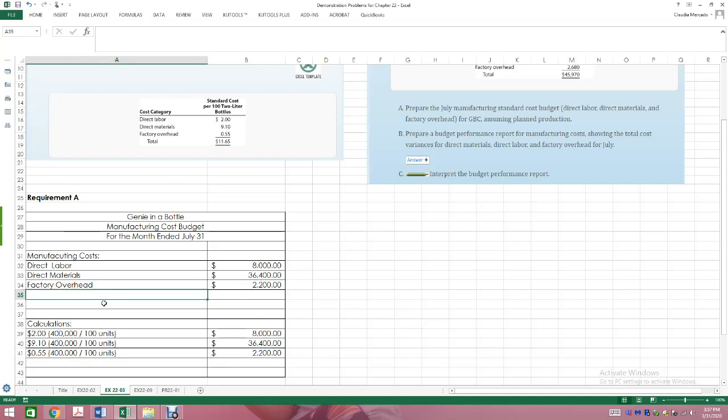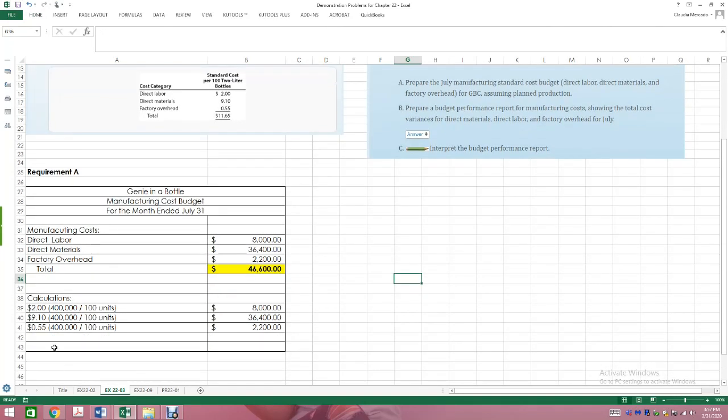So now I can figure out my total cost. Your total is going to be the sum of your labor, materials, and overhead. That's $46,600 right there. That is your manufacturing cost budget.